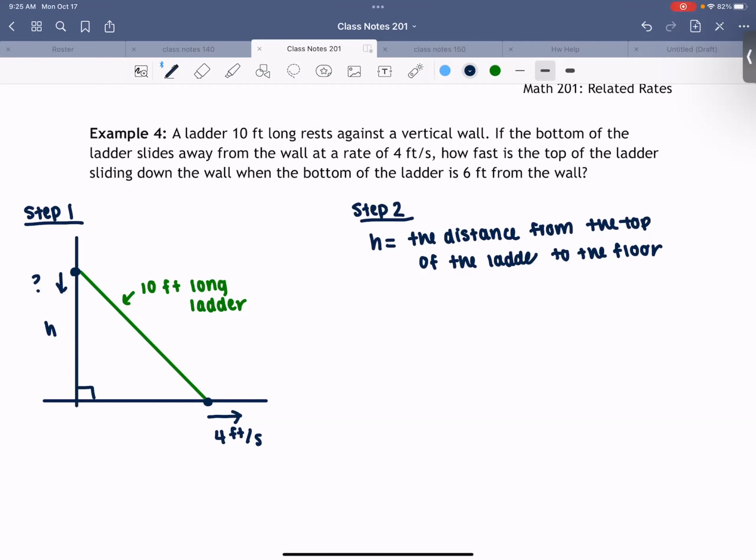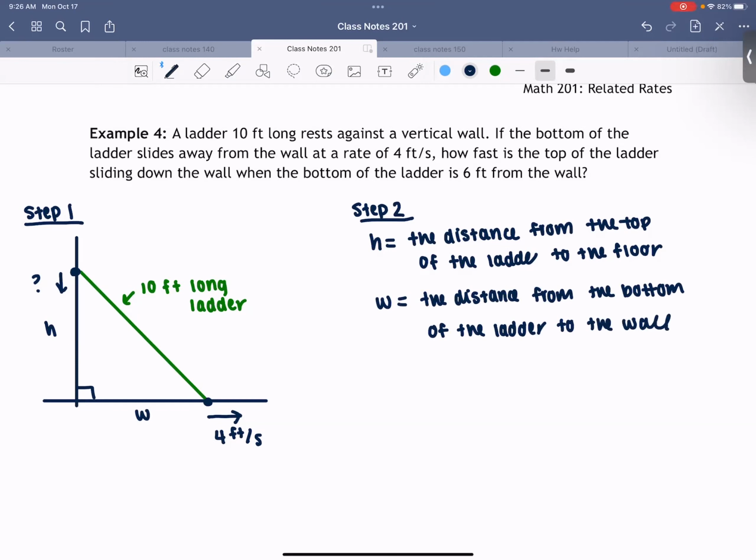All right, what else can I label on this diagram? 6 feet. Yeah, the distance. What do you wanna find? Yeah, the distance between the bottom and the wall, right? What do you want to label that? X or what? Yeah, X. I guess width would work too. Since we did H, let's just do W. That works. Okay, so W is going to be the distance from the bottom of the ladder to the wall.